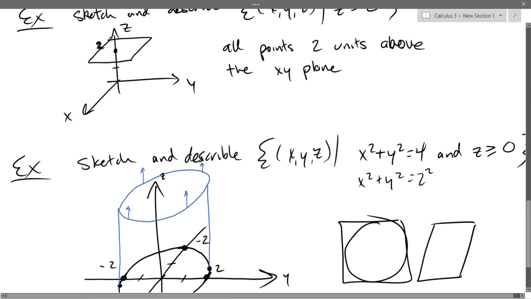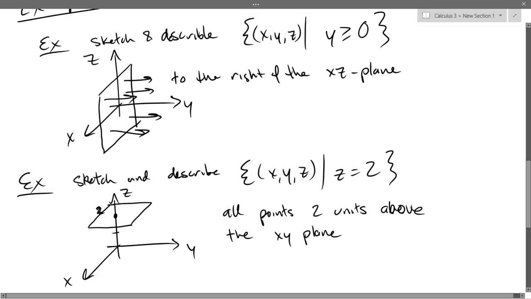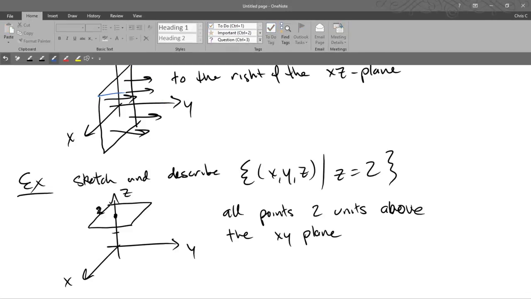In fact, I did exactly what you're saying right here, to the right of the XZ plane. I didn't draw a part of it over here. I just drew a cross section.